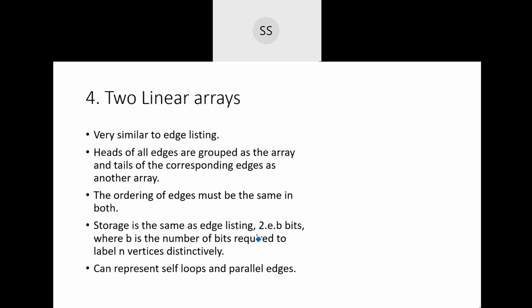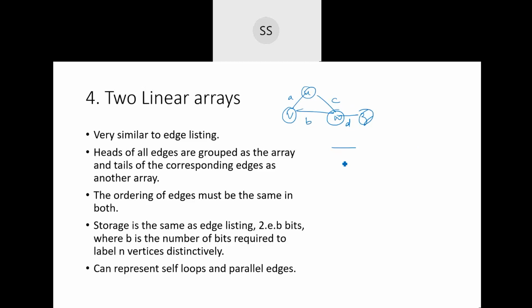It is very similar to the edge listing. Heads of all the edges are grouped as an array, and tails of all the corresponding edges are grouped as another array. The ordering of the edges must be the same in both. For example, if I take the previous example, that is U, V, W and Z, and I call the edges A, B, C and D.